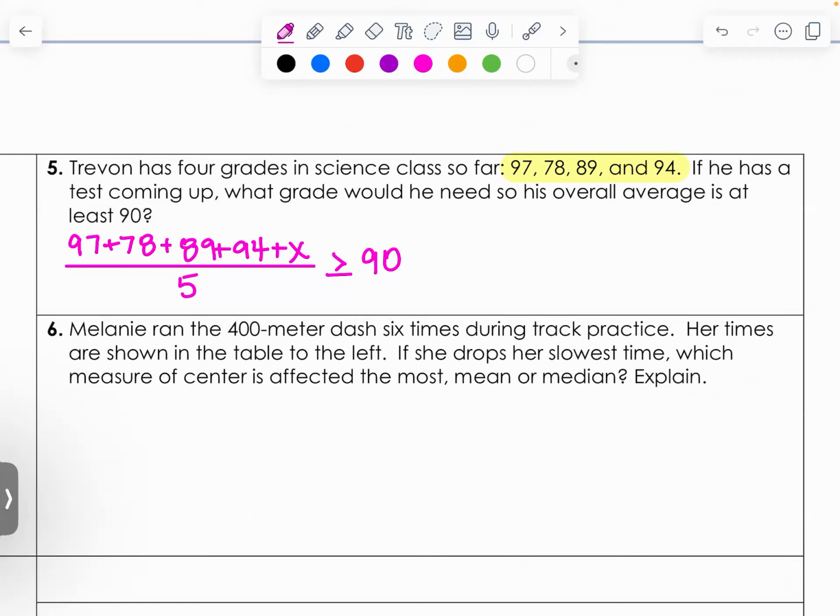Wait, did what? 358 plus X. What should I do with that 5? No. No, multiply 90 by 5. Multiply 90 by 5. So what do we get when we multiply 90 by 5? Okay. So are we okay with that? So now if we subtract 358 over, our test score needs to be at least a 92. Okay.